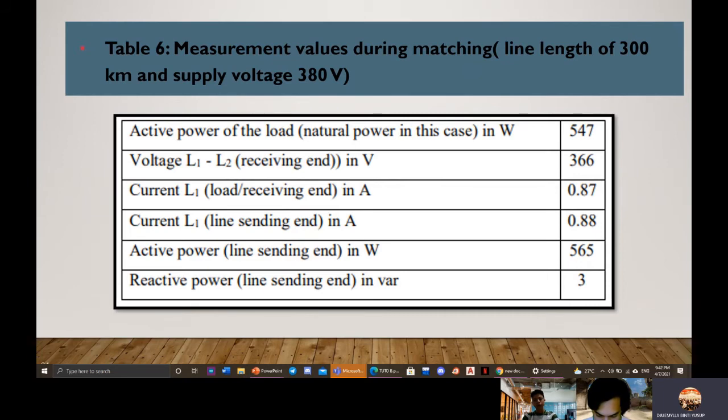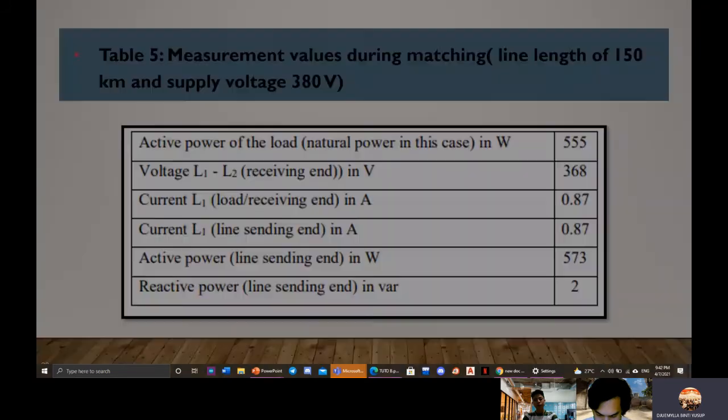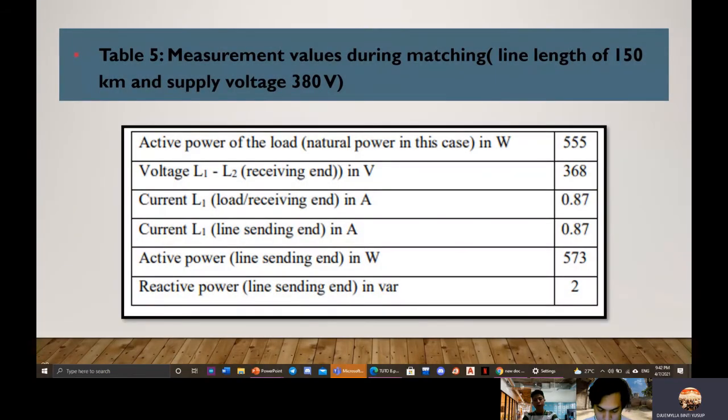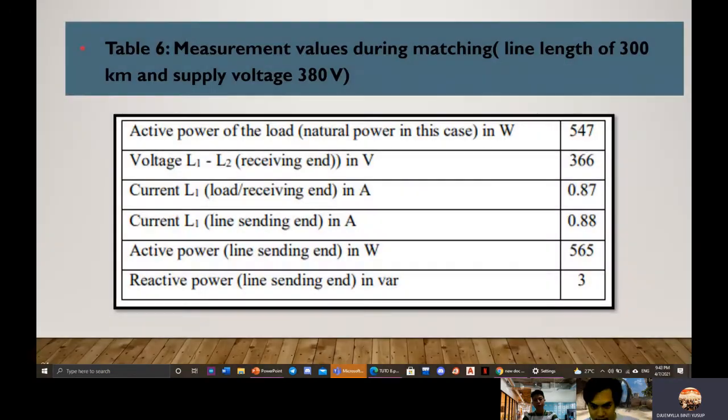So this result is 547, while this one we got 555. So it's slightly different, not a big gap of difference in the results that we got. And then likewise the voltage, the current, the active power, and the reactive power.